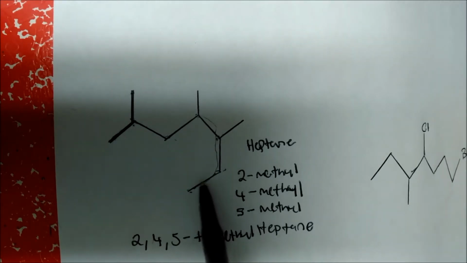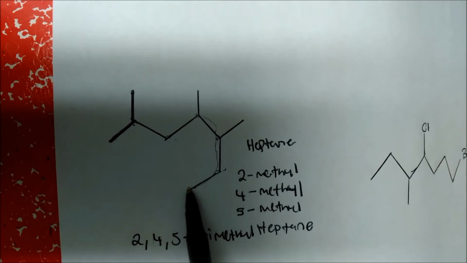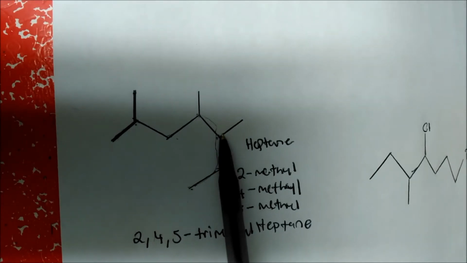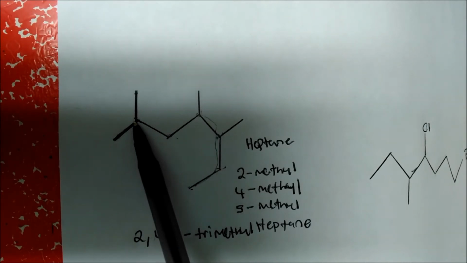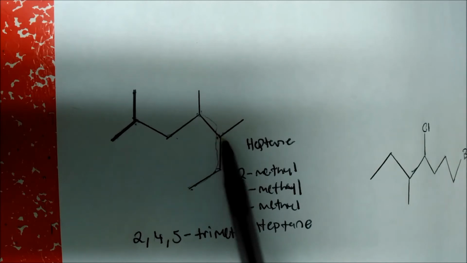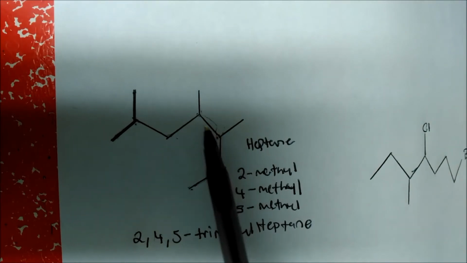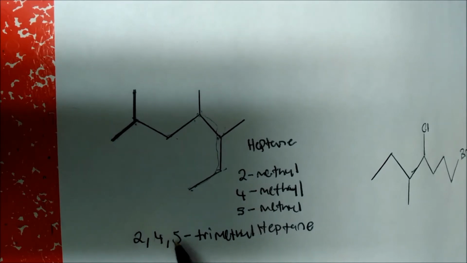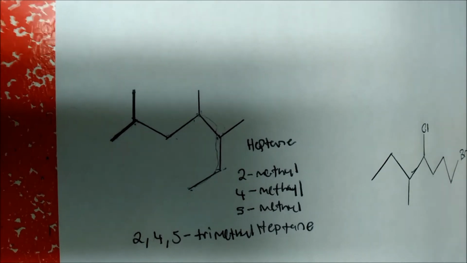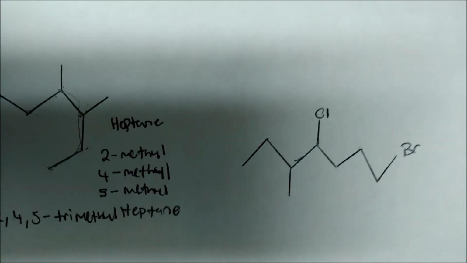Again, I could have started from the other end, but look: carbon 1, 2, 3, my first branch point comes at carbon 3. Carbon 4 will be my second one. Then carbon 6 will be my third one. So counting from this end, we would have gone 3, 4, and 6, which is way higher than these numbers here. So you always want to make sure you get the lowest counting numbers. Look at the last one.